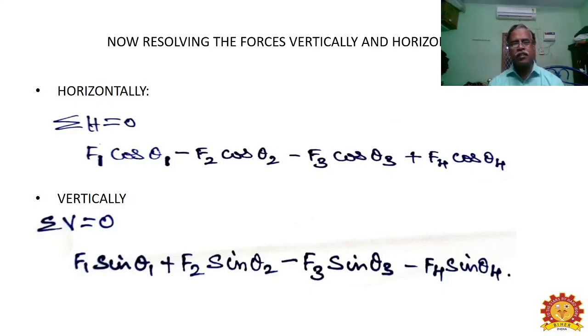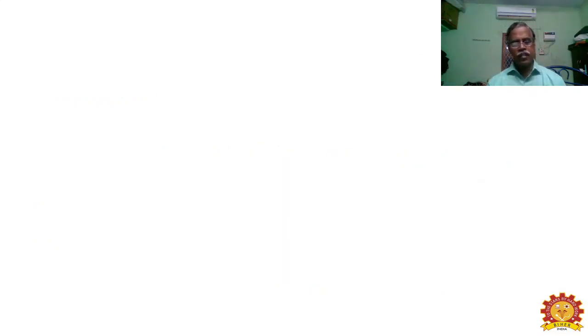In the similar case, if you take all these vertical forces, with all the angles measured with respect to the vertical line, that is the y-axis, the same vice versa will take place. That is, sigma H will become sine and sigma V will become cos. Okay, I hope you understood, and let us move to the next condition here.